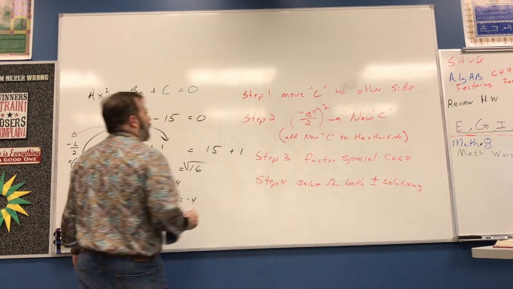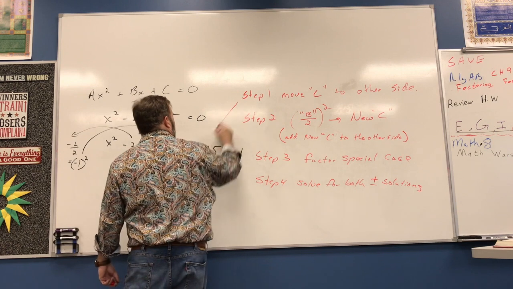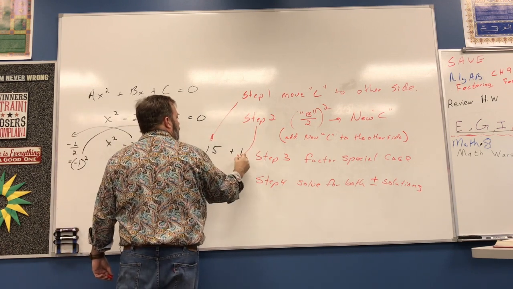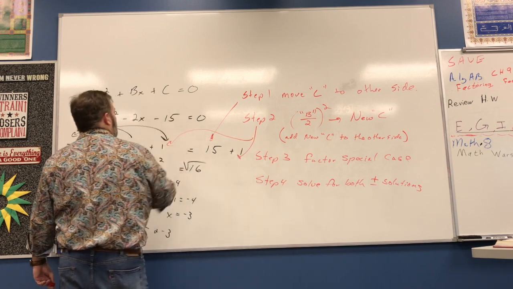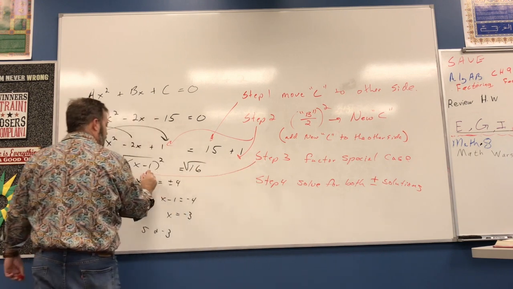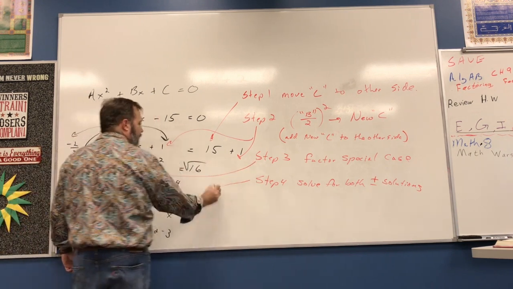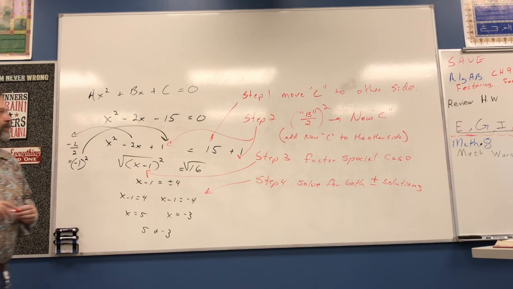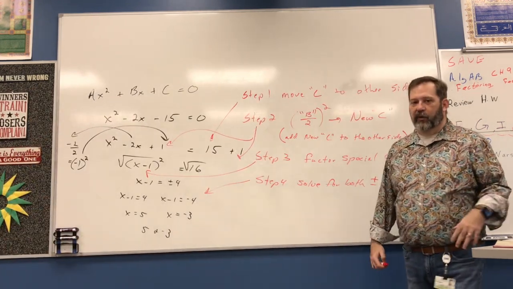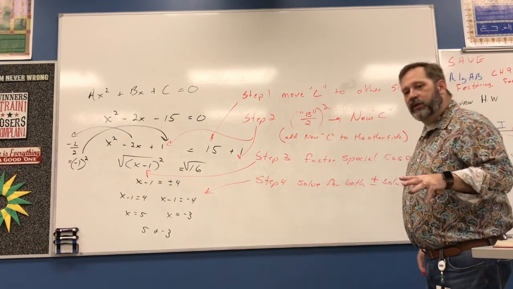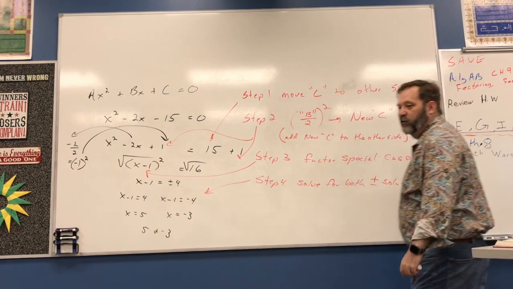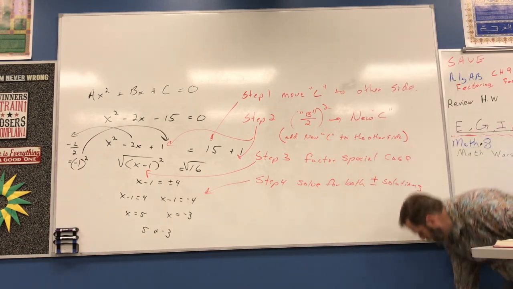Okay, so let's draw some arrows here. Step 1, move C to the other side. We did that here. Step 2, find the new C, add it to both sides. We did that there. Factor the special case. We did that there. And then step 4 is solving the rest of it. Very simple, very easy. This is probably going to take a couple times to do it. Let me see if I can't find one more problem and we'll work it together. Ish. I know it's not really together, it's just really me working it.